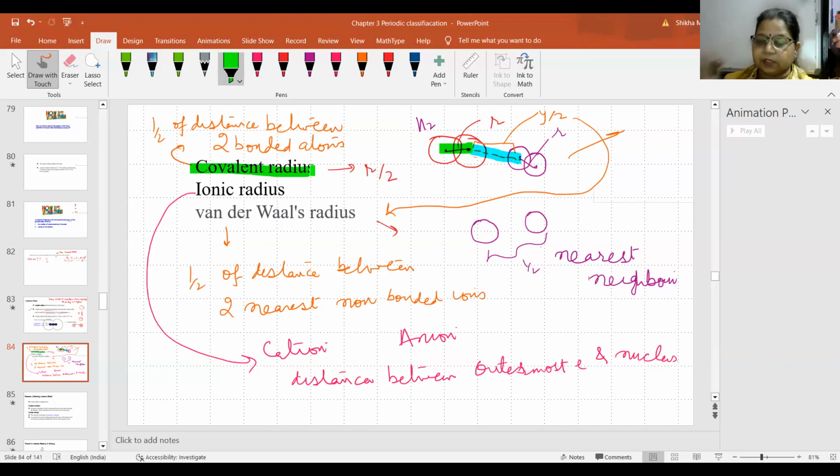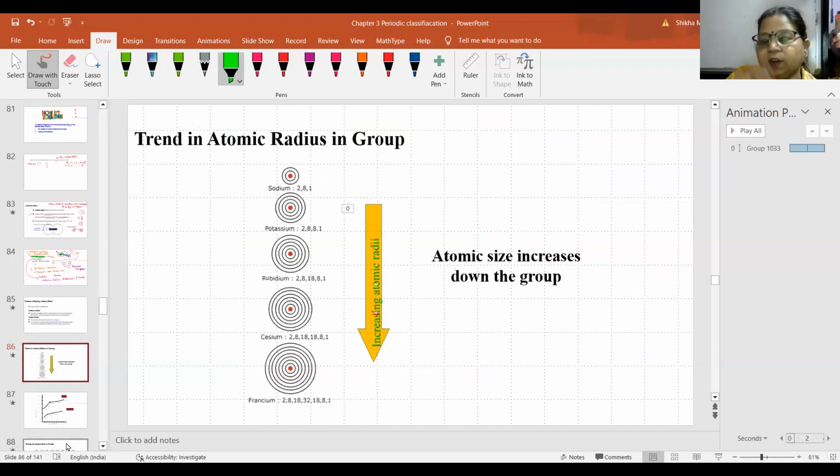Unless or until specified, we are referring to covalent radius, right? So moving on, we will learn what the trend is.